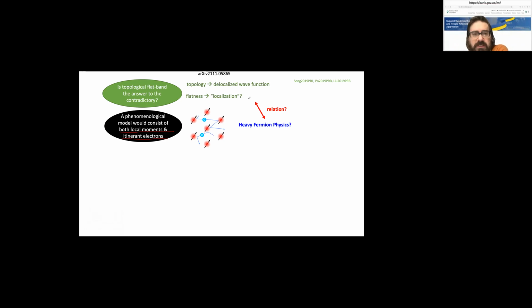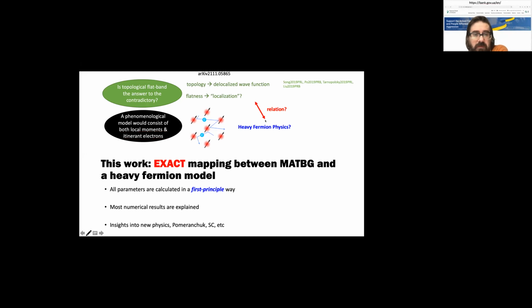And local moments basically would be responsible for the flatness or the localization of the band. And the itinerant electrons, which could possibly come, for example, from a delocalized wave function, which could possibly come from topology, would be responsible for the delocalized electrons. But we know basically what a model of local moments and itinerant electrons is. That's a heavy fermion physics model. And the main part of the talk is going to show you that you don't need to do a phenomenological model. You can actually derive an exact mapping between the magic angle twisted bilayer graphene and a heavy fermion model.